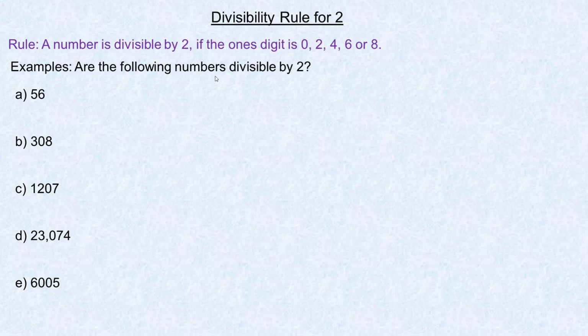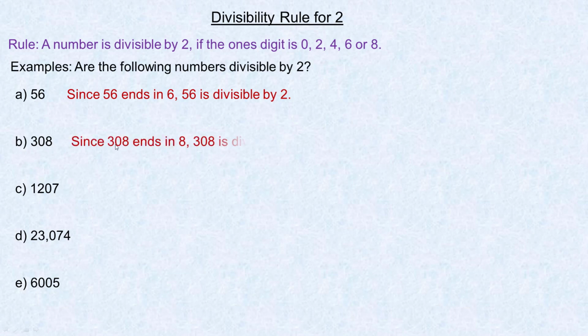So I've got 5 examples here. We're just asked, are the following numbers divisible by 2? So 56 is the first number. Because it ends in a 6, that means that 56 would be divisible by 2. 6 is one of these numbers. It's this one right here.